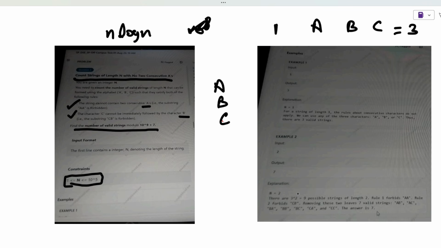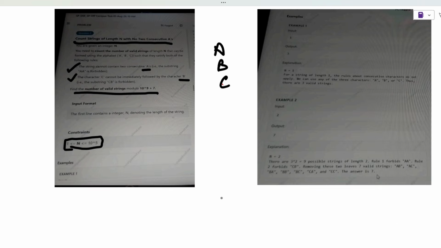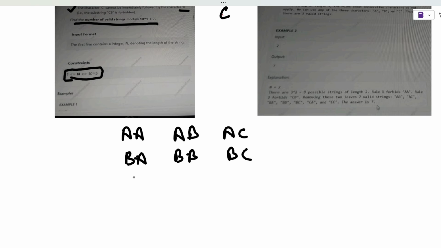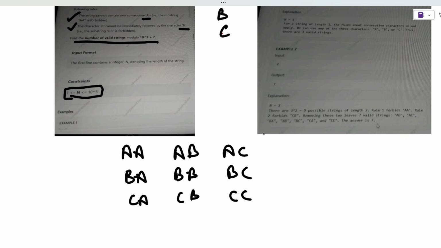Now coming to input 2, when the n value is 2. What are the possible combinations of the string? Because we can form the string using A, B, and C only. So the possible combinations will be double A, AB, AC, BA, double B, BC, CA, CB, and double C.